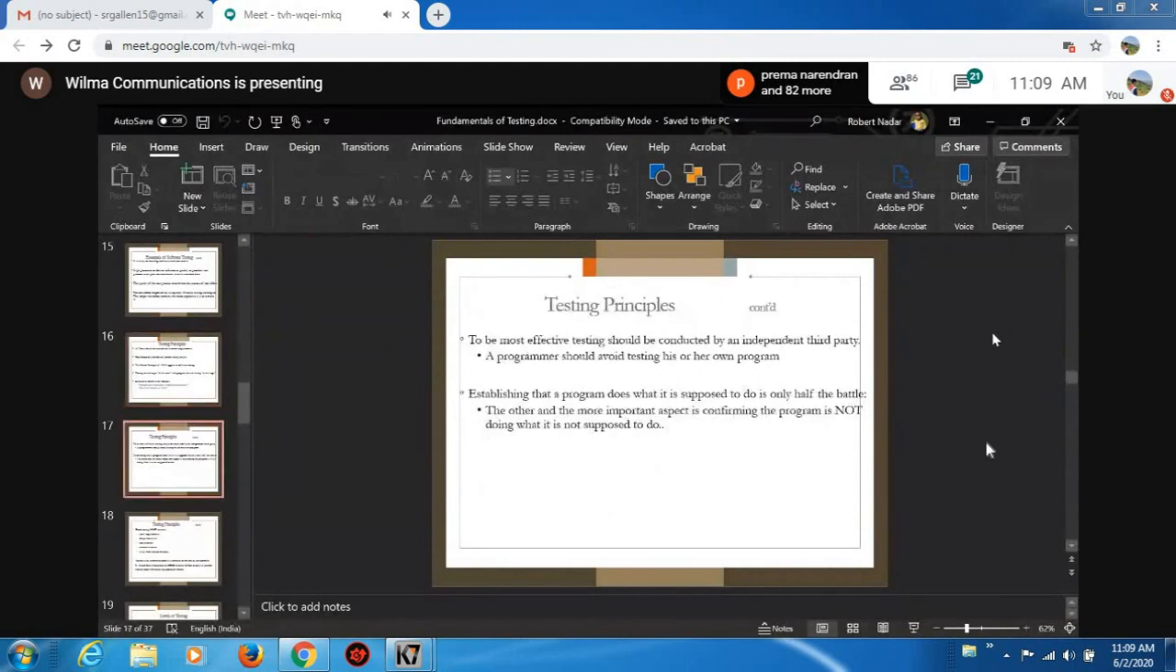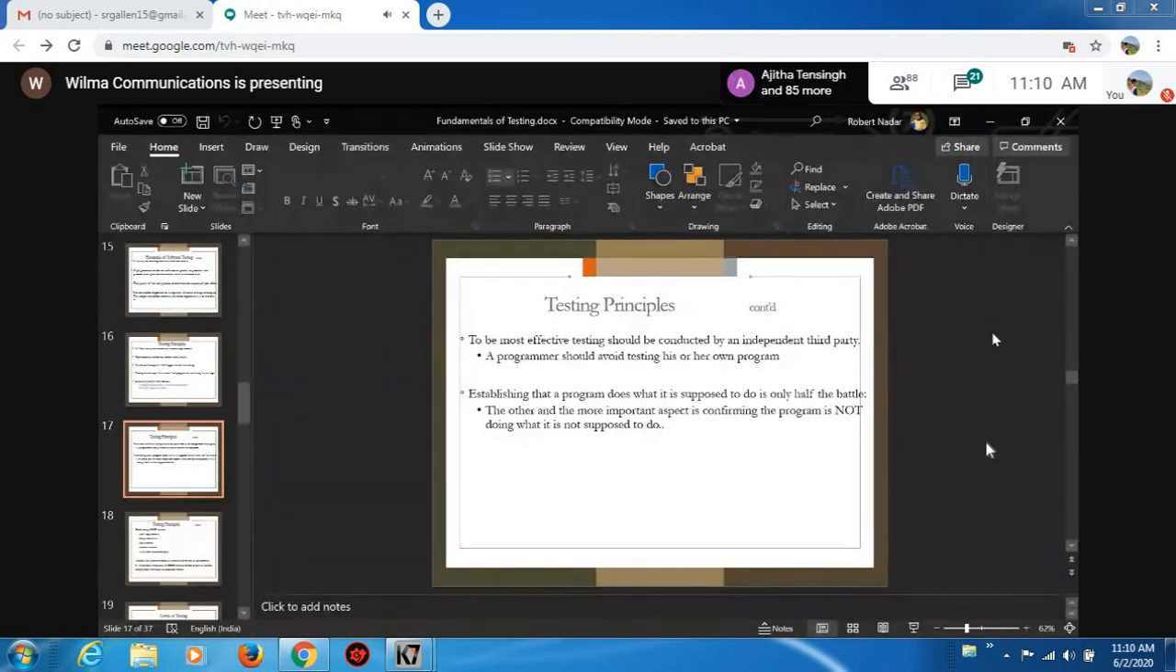The most effective testing should be conducted by an independent third party. If you want the best testing on a project, testing needs to be avoided by the developer. That means if I am developing something, I need to avoid testing. Testing needs to be done by a separate testing team. A programmer should avoid testing his own program.